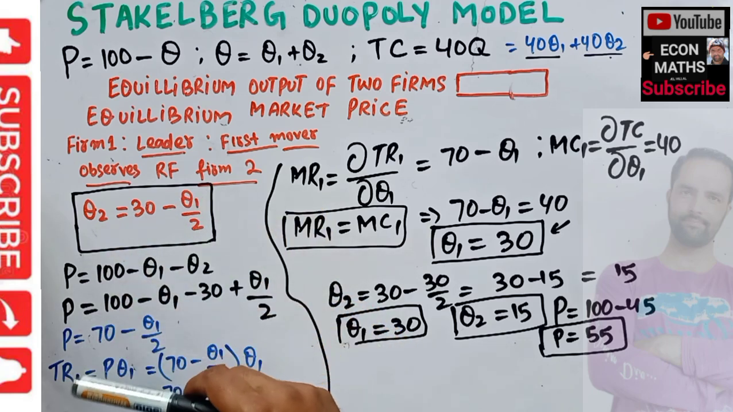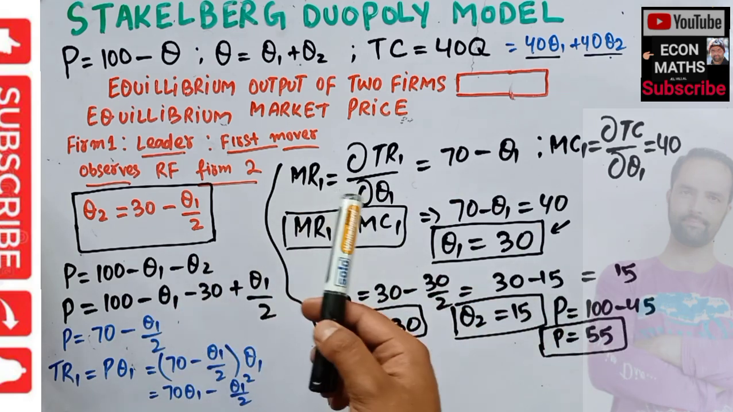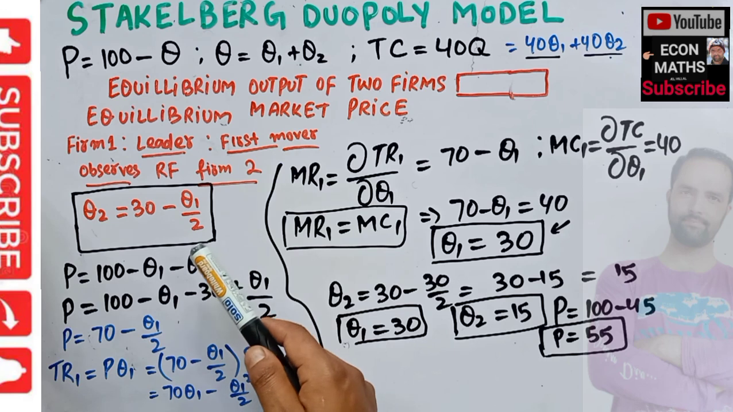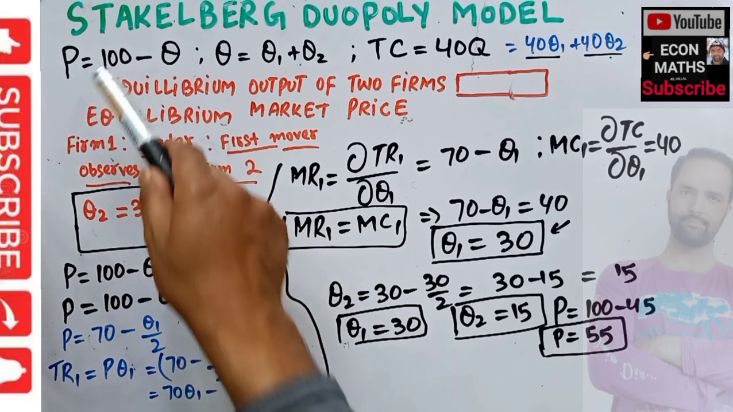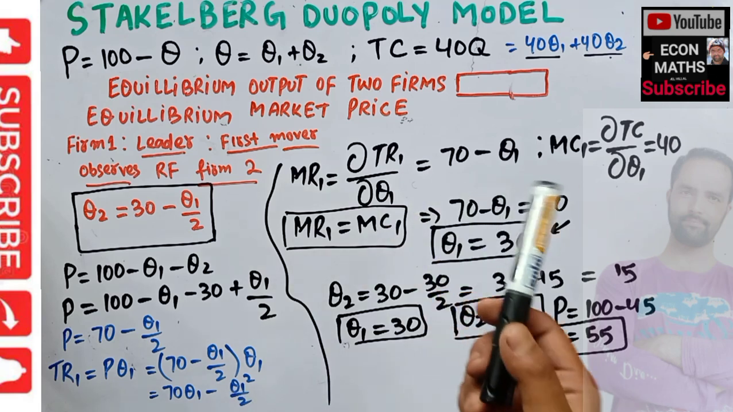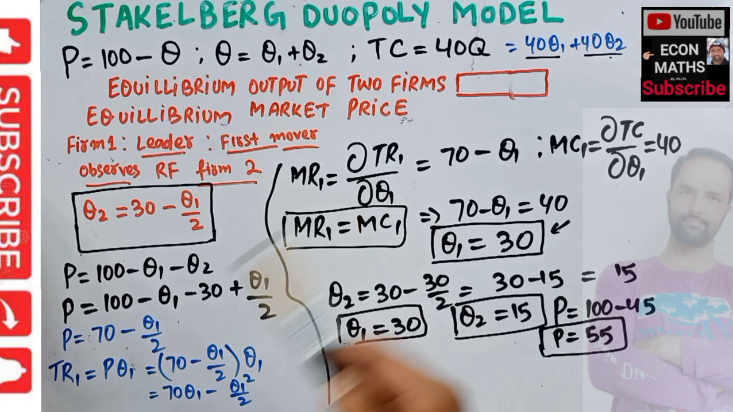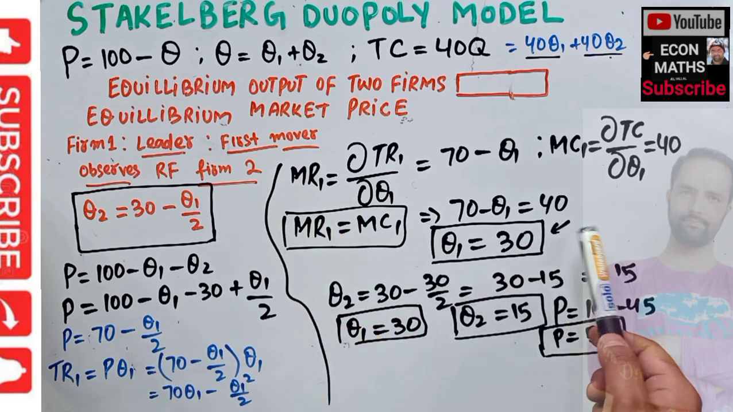And how do we calculate the reaction function of firm 2? I have explained it here and in the earlier video of the Cournot model. After that we just plug the reaction function of firm 2 into the demand function and solve for the equilibrium condition. That means the profit maximizing condition, which requires marginal revenue to be equal to marginal cost. After that we got the output level of firm 1.